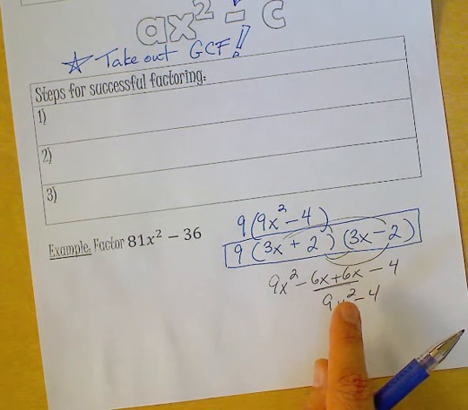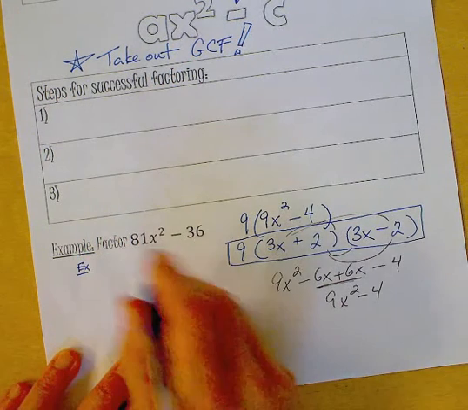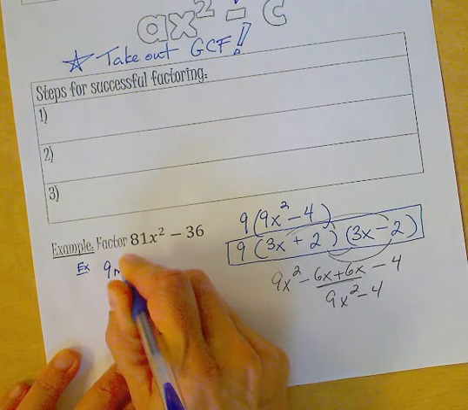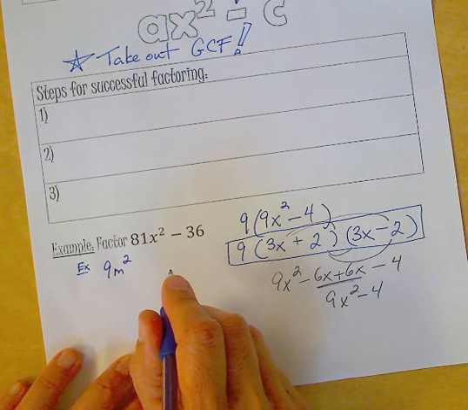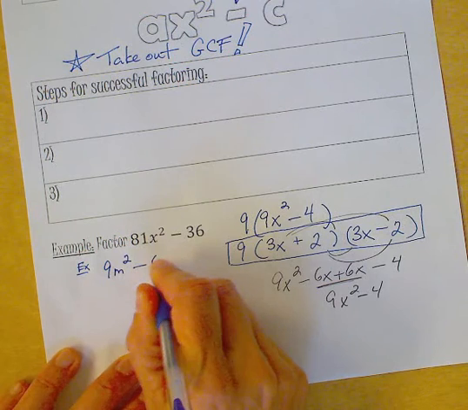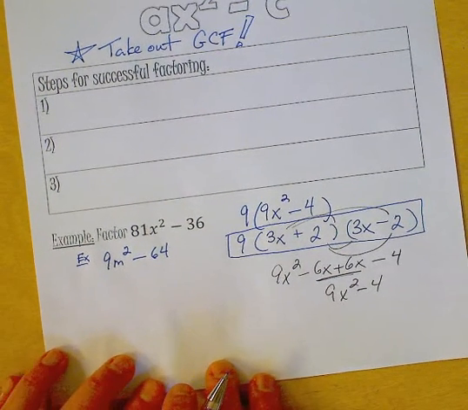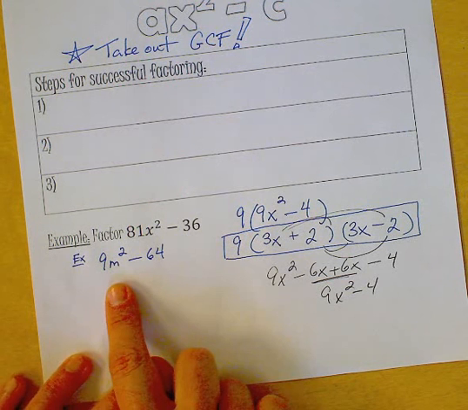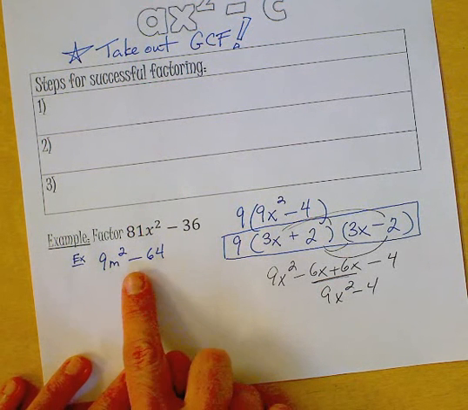Okay, let's do another one, difference of squares. We'll do 2 more examples. Try, what's that? Uh, 9m squared minus 64. Let's factor. What do we always do first? Yeah, take out the GCF. Is there anything in common of 9 and 64 that we could take out?